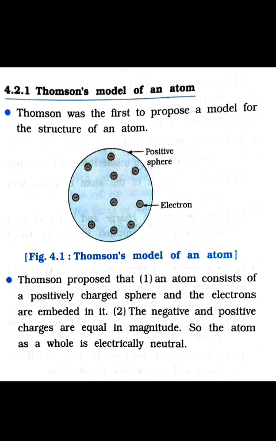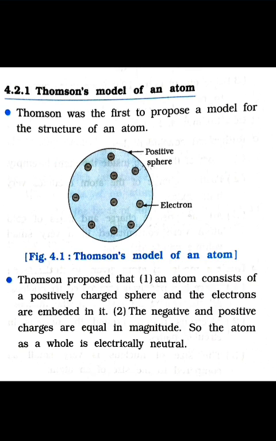Although Thomson's model explained that atoms are electrically neutral, the results of the experiments carried out by other scientists could not be explained by this model. So, J.J. Thomson's atomic model was discarded.